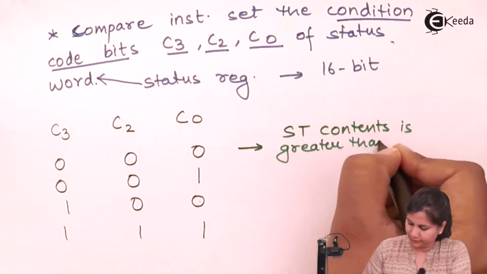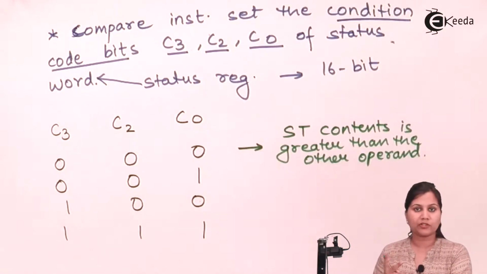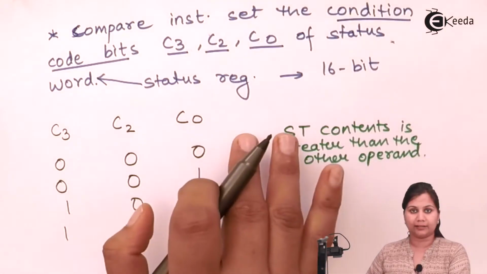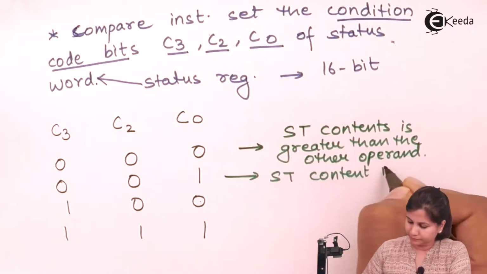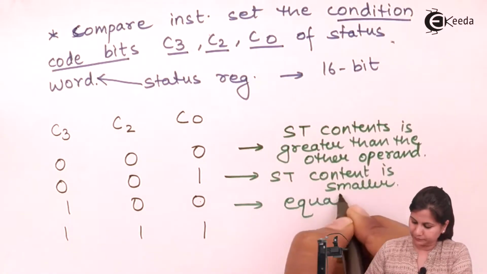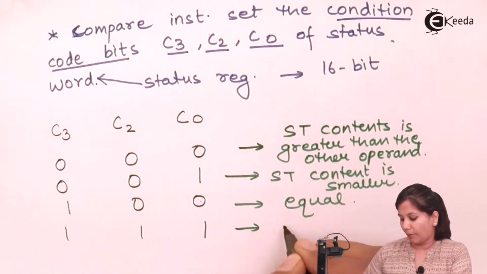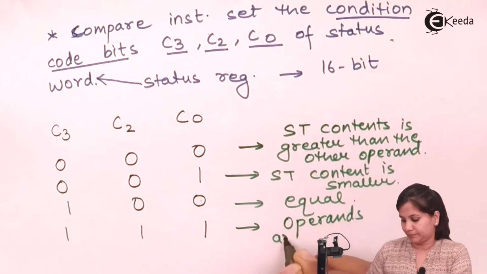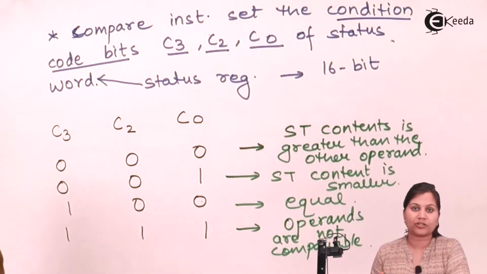When all the 3 bits are 0, it means the ST content is greater than the other operand. There are 2 operands to be compared: one operand is present in ST, and the other is present in either another stack element or at some memory location. So ST content is greater. When 001 is there, then the ST content is smaller. When 100 is there, then both are equal, meaning the ST content and the other operand are equal to each other. When the result is 111, it means the operands are not comparable. So this is how the result of the compare instructions is specified.